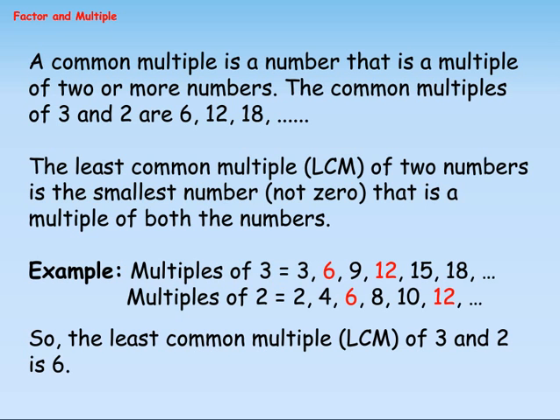Example, multiples of 3 equals 3, 6, 9, 12, 15, 18. Multiples of 2 equals 2, 4, 6, 8, 10, 12. So, the least common multiple, LCM, of 3 and 2 is 6.